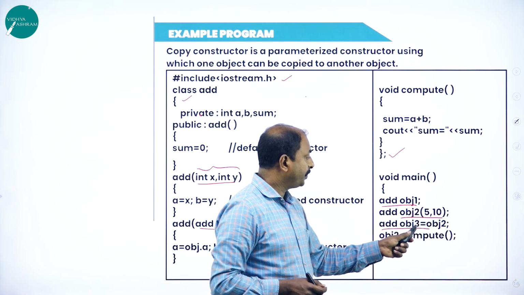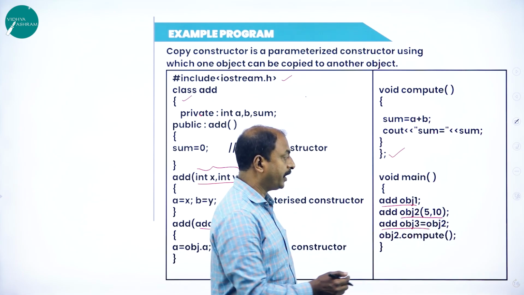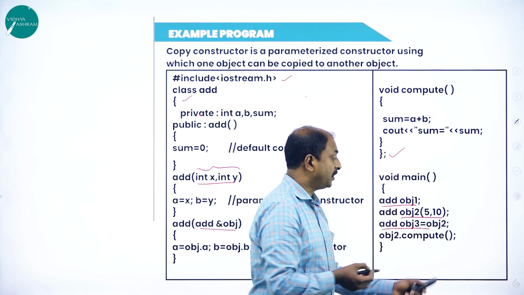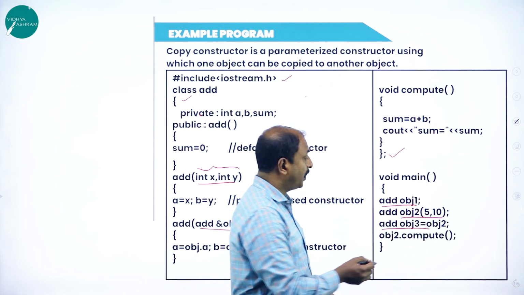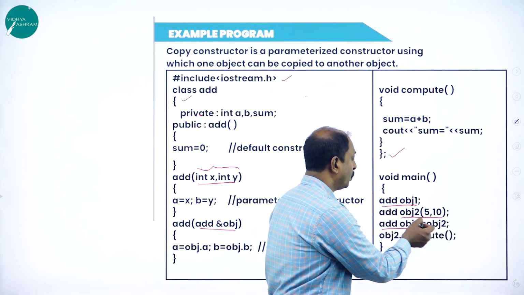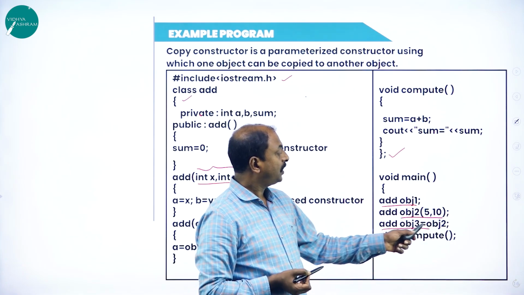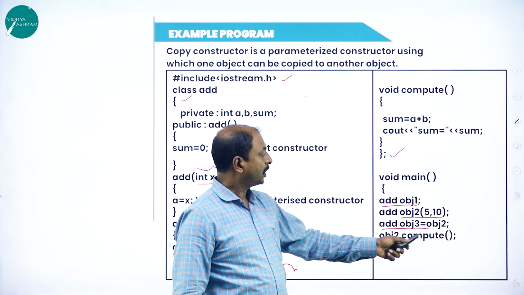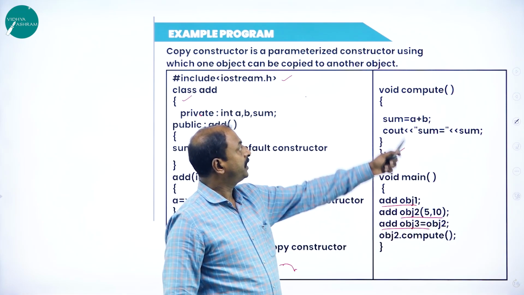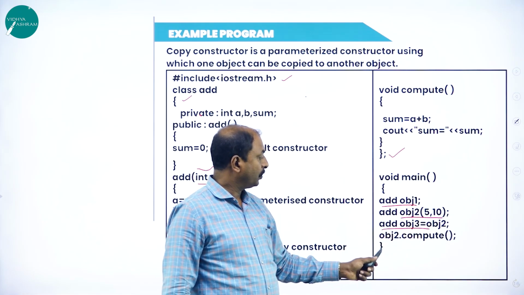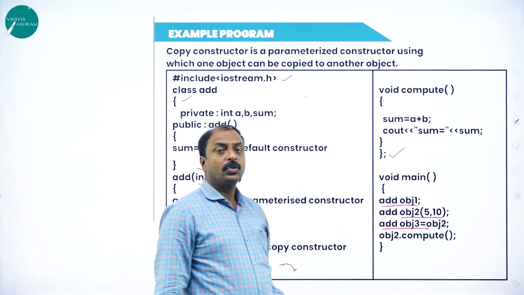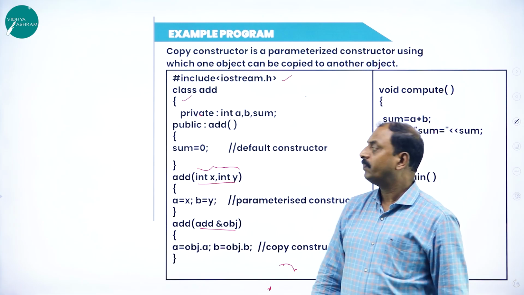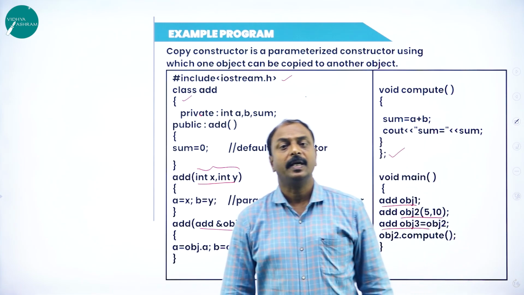Next line is Add obj3 equal to obj2. Here obj2 is nothing but the object created earlier. So through the copy constructor, we are copying from object 2 to object 3. This is how we invoke copy constructors. Next, obj2.compute, this is a function we are invoking, and we are closing the void main here. So this is an example program to show the use of different types of constructors in a program.